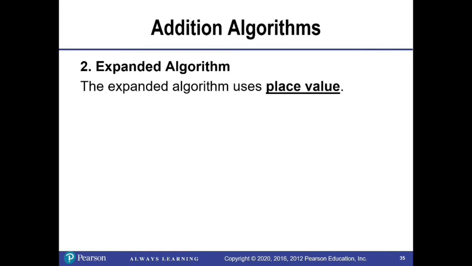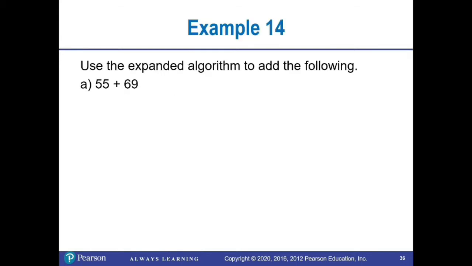Our next algorithm is called the expanded algorithm. The expanded algorithm focuses on place value. Here we're going to add 55 and 69. We're going to start with the ones place. So we add 5 plus 9, which is 14. Then we move to the tens place. That first 5 represents 50, and the 6 represents 60. 50 plus 60 is 110. When I add these together, I get 124.